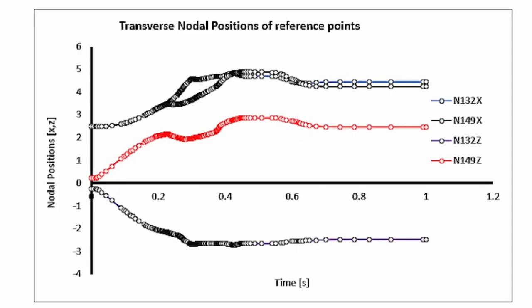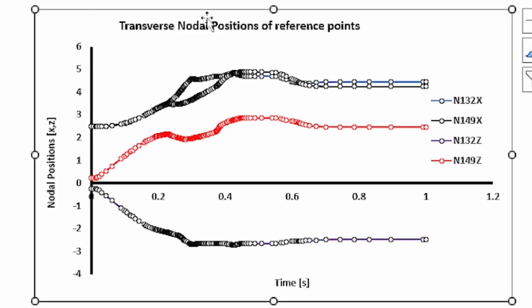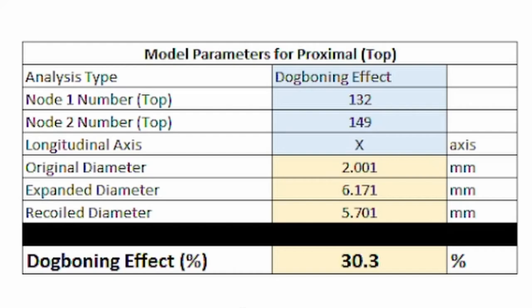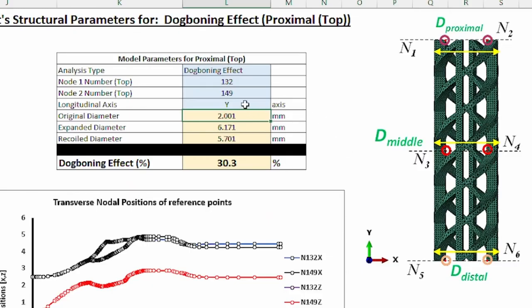And so that's the graph, and that data is what we see exactly here, showing all the different values in terms of X and Z for this case. So now again, what is the direction of reference? Our direction of analysis here is in the y-axis. So we select the y-axis, which is the longitudinal axis. This tends to orient longitudinally, and based on that, it will then update to calculate all the other variables. So it's a dogboning effect.